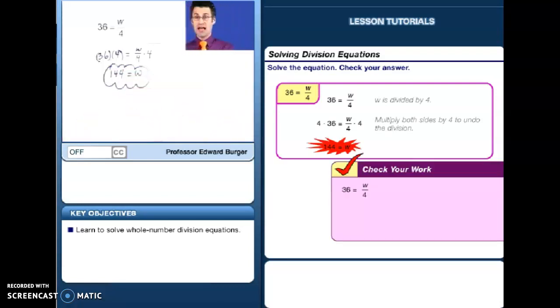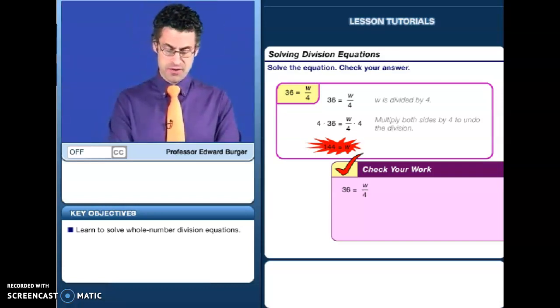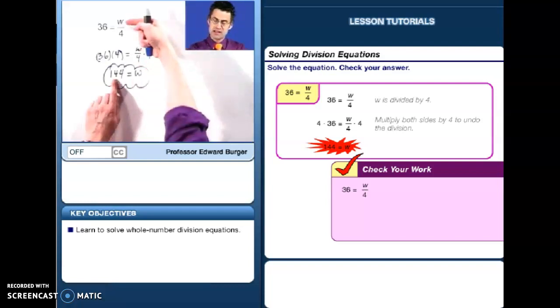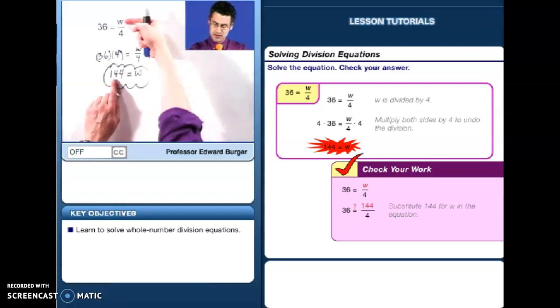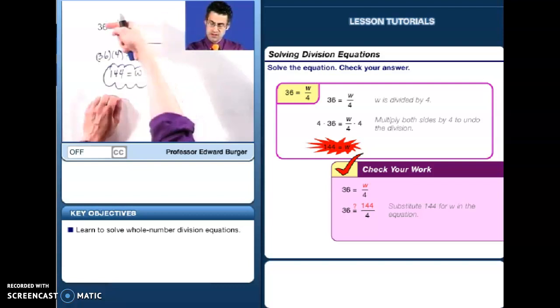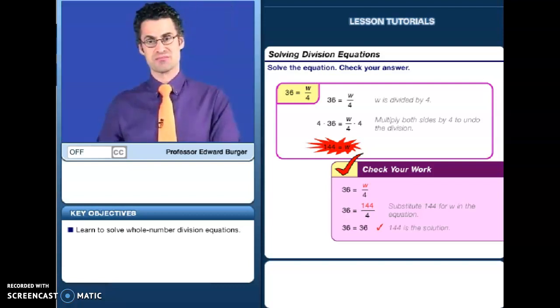And we could check if we wanted to. How would we check? What would you do? Well, you would take this number, 144, and insert it back into the original equation and see if 144 divided by 4 equals 36. And then you check the answer. Neat.